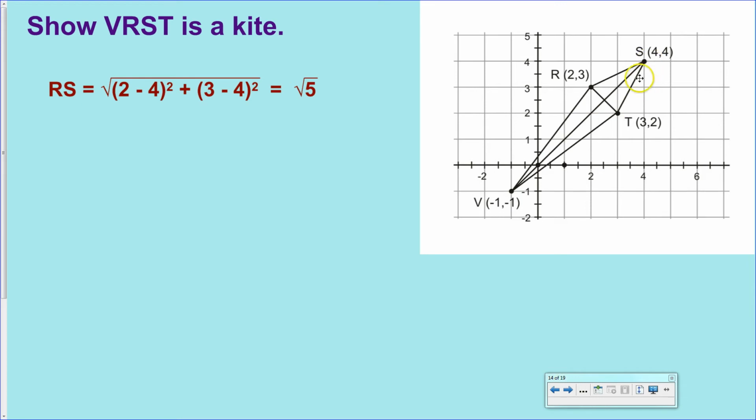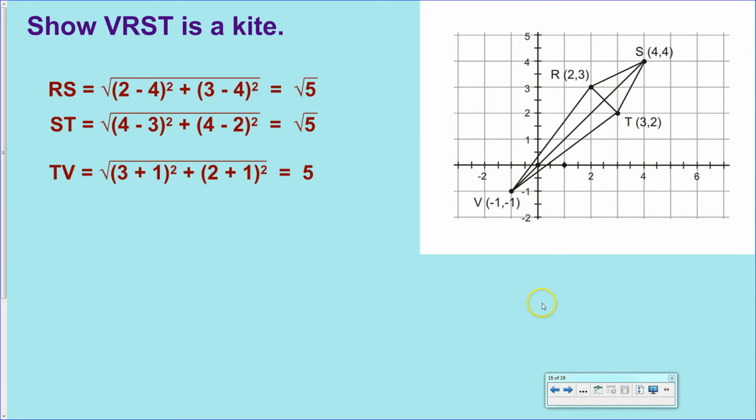If you do the same thing for ST, you get 4 minus 3, which is 1, and 4 minus 2, which is 2. So again, you get 5 under the radical after doing all that work. Then we'll go for the longer sides here. We're hoping that these two things are equal. So TV distance formula looks like that, 3 plus 1 squared and 2 plus 1 squared, which would give you 25 under the radical. Now notice that you could also draw a 3, 4, 5 right triangle to find that hypotenuse right there.